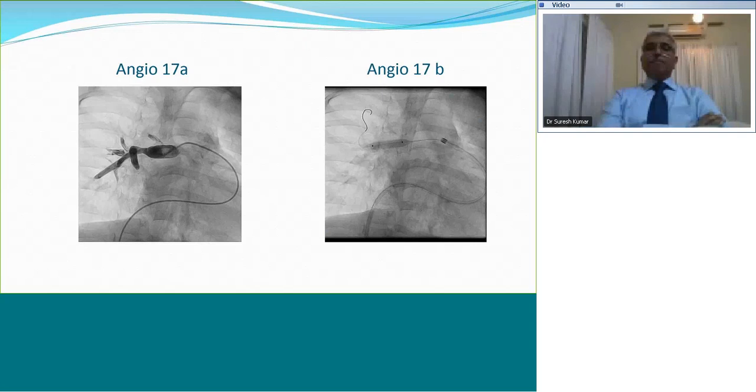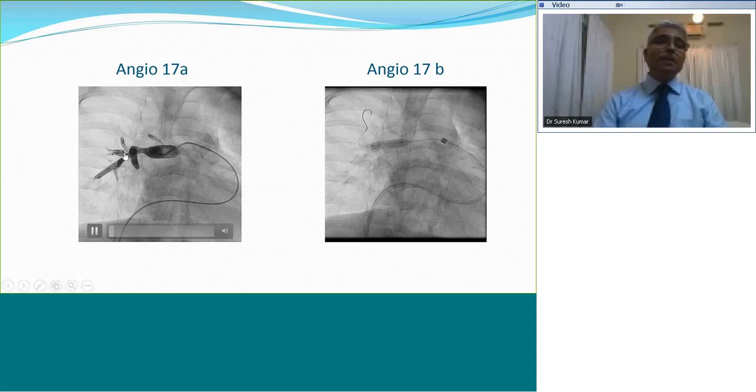Yes? RPA balloon dilatation and stenting. Okay, there you are guessing. What you see? Any other answers? There is balloon for sure. Any other answers?